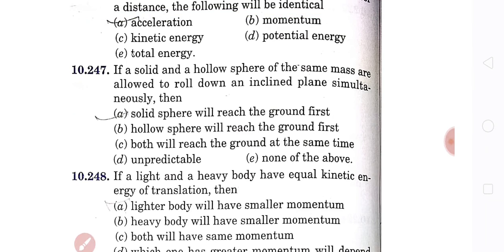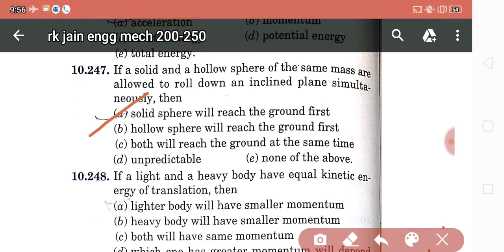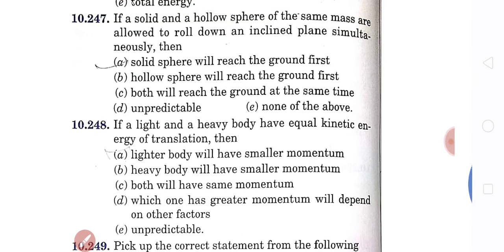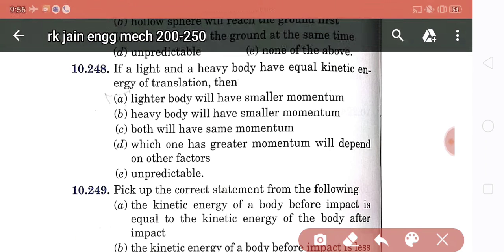247. If a solid and a hollow sphere of the same mass are allowed to roll down an inclined plane simultaneously, then the solid sphere will reach the ground first. Answer will be A. Next, if a light and a heavy body have equal kinetic energy of translation, then the light body will have smaller momentum.